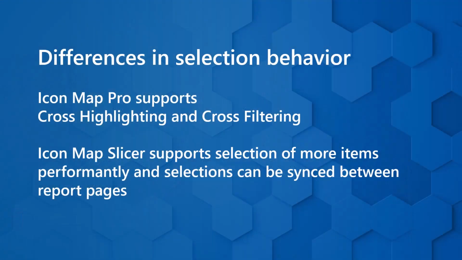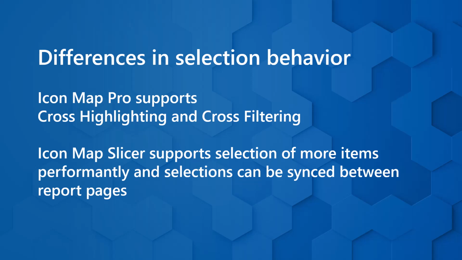Well, to start, the main difference is how the visuals behave when selecting data items. Behind the scenes, Power BI offers two ways for visuals to select data. One enables cross-highlighting between visuals and selections aren't persisted. The other classes the visual as a slicer and only offers the ability to filter other visuals. Slicer visuals are capable of filtering more items performantly, and selections can be synced between different report pages.